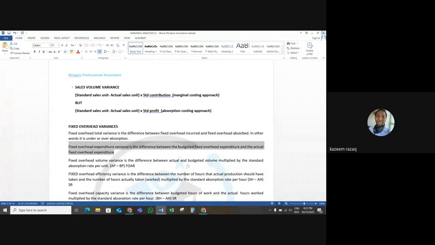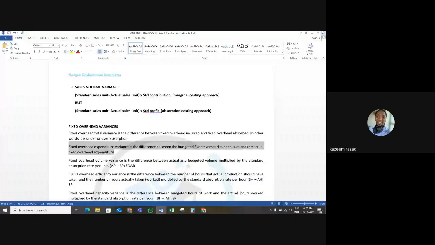So now your fixed overhead expenditure variance is the difference between the budgeted fixed overhead expenditure and the actual. That is on the expenditure, the monetary aspect. But fixed overhead volume variance is the difference between the actual volume and the budgeted volume. On volume variance, the actual volume, don't forget, it is fixed. Actual volume and budgeted volume, you now multiply by the FOAR, fixed overhead absorption rate. That's the OAR that you did.